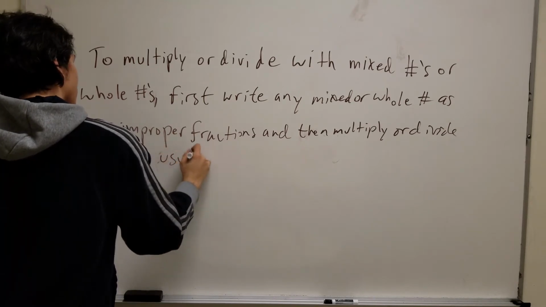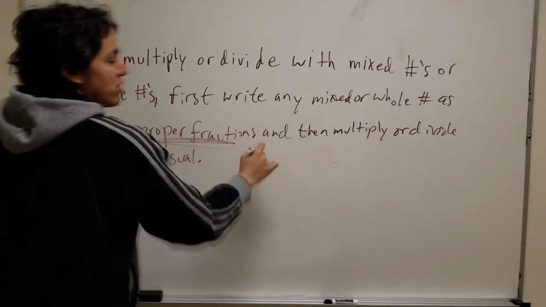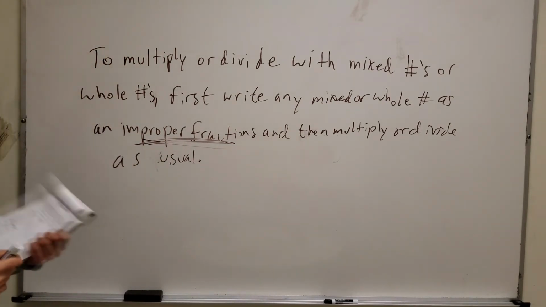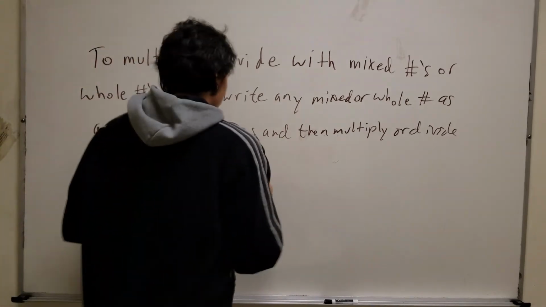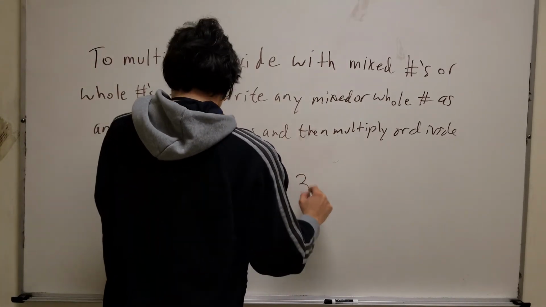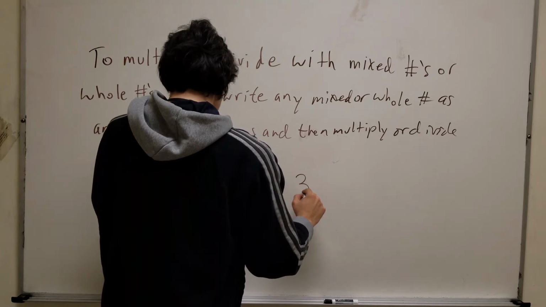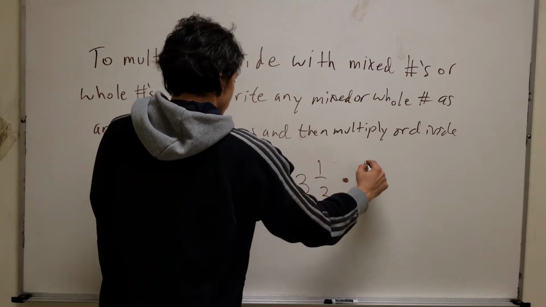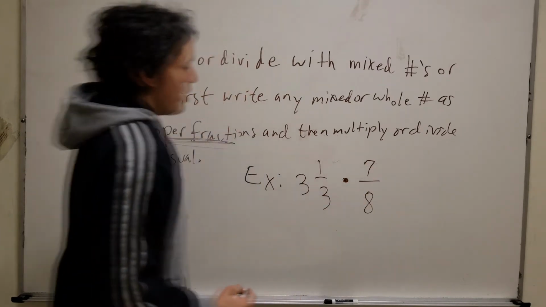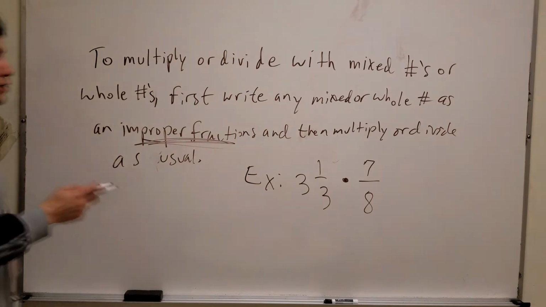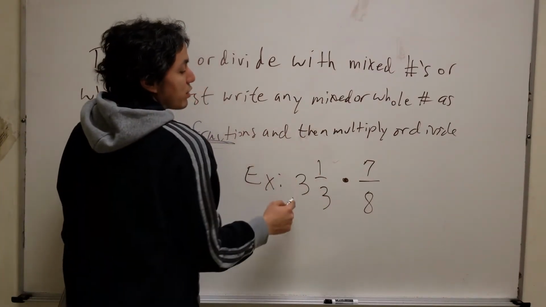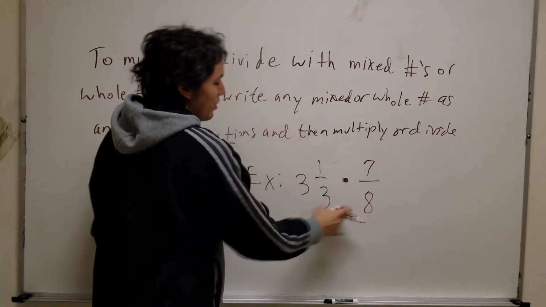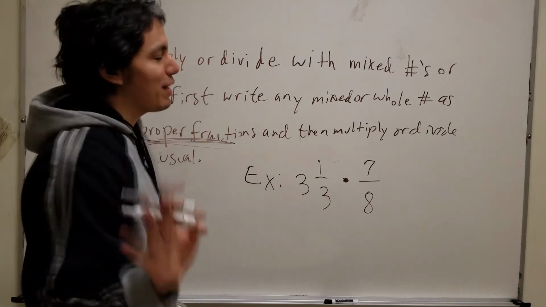So remember what an improper fraction is? Improper fraction just means the numerator is bigger than the denominator. That's all improper fraction just means. So for example, if I had 3 and 1/3 times 7/8, remember, you have to convert this mixed number into an improper fraction. You can't just say, oh, 1 times 7 is 7 and 3 times 8 is 24. No, I won't accept that.